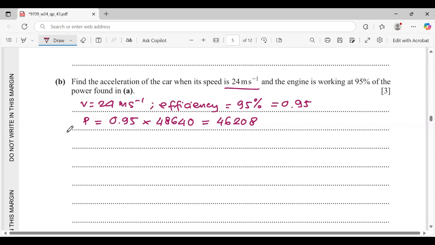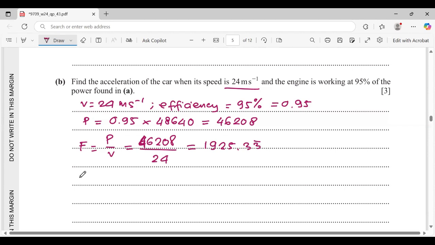Now we're going to find F, of course. Now F equals power divided by velocity. So 46,208 divided by velocity 24. For speed, it is 1,925.333 and so on.